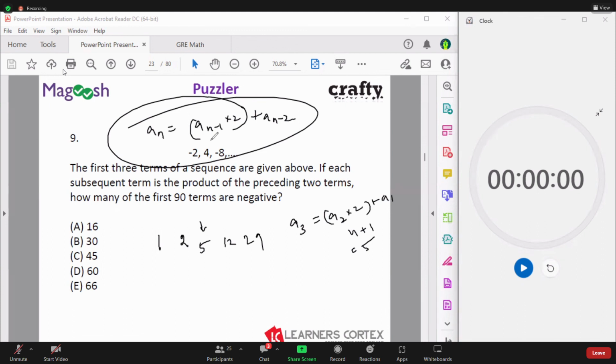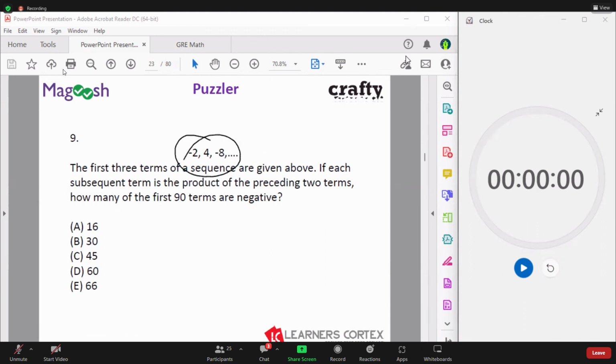Now coming to this question, this is an example of a recursive series where a of n is equal to a of n minus 1 times a of n minus 2. Instead of going to series, what we'll do is, instead of writing the first 3 terms, write the first 6 terms. Okay, so this is negative, then there is 256, and as I discussed, 8192. These would be the first 6 terms.